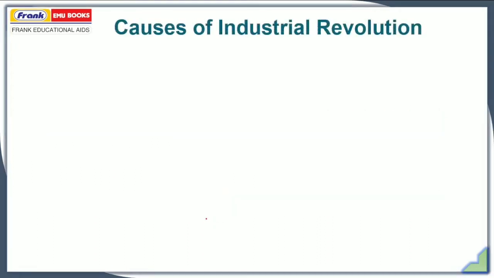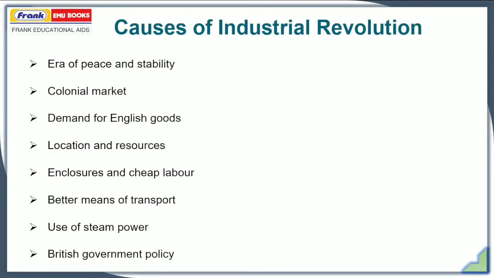Now coming to the causes of the industrial revolution, there were multiple causes. Here we will confine our discussion to the causes of the industrial revolution in England because it began from England. First of all, an era of peace and stability. After the civil wars, after the Renaissance, in the beginning of the 18th century from 1700, there was a period of peace and stability that led to the flourishing of trade and commerce.